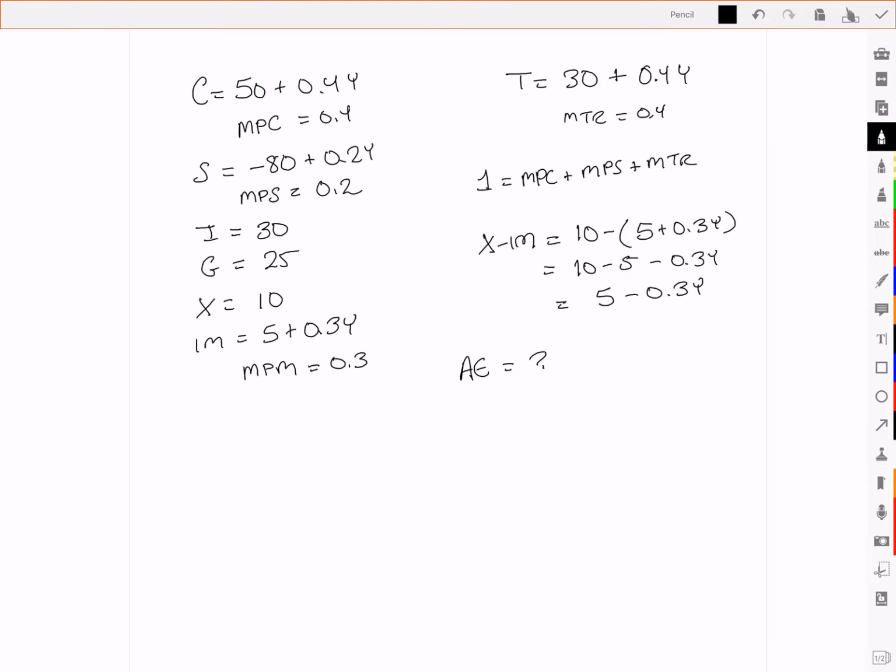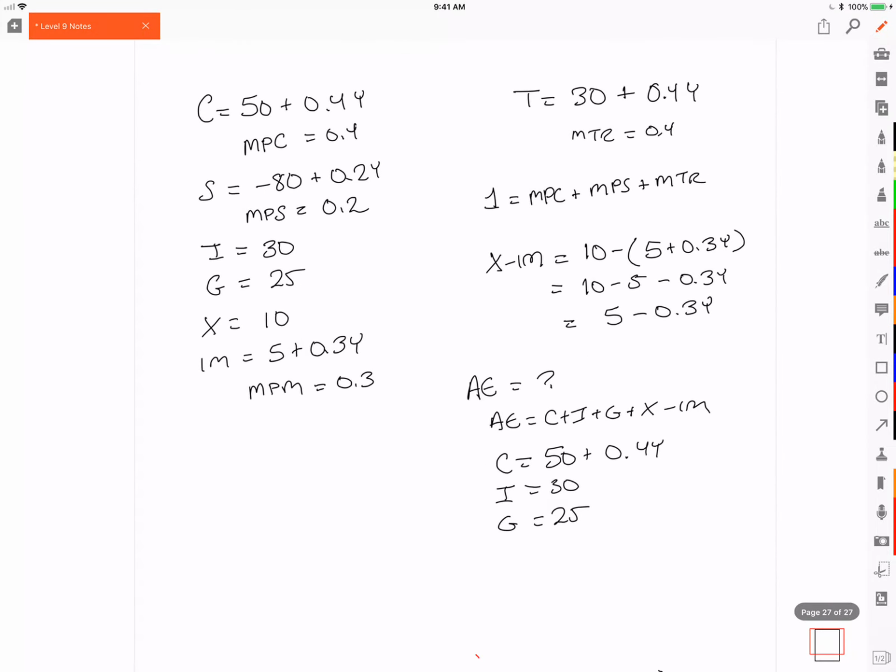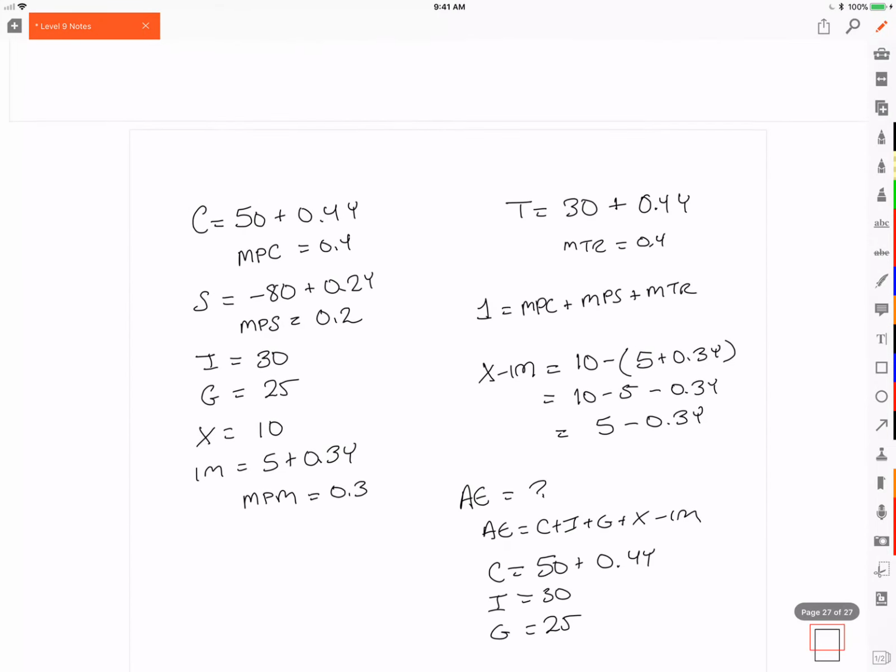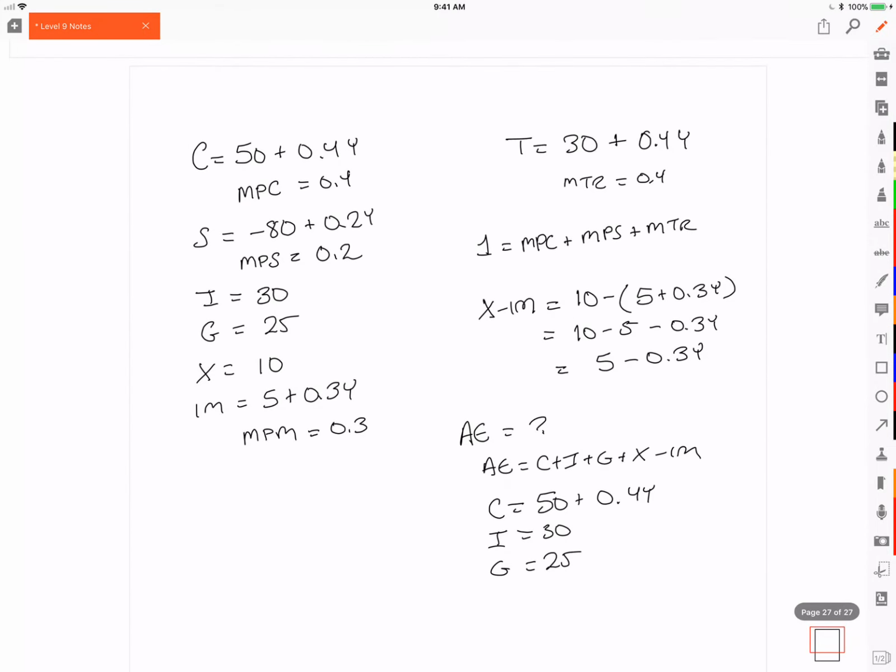To find aggregate expenditures, remember aggregate expenditures is C plus I plus G plus X minus IM. And so we need our formula for C, which is 50 plus 0.4y. And we need our formula for investment spending, which is 30. And our formula for government spending, which is 25. And our formula for net exports, X minus IM, is equal to 5 minus 0.3y.